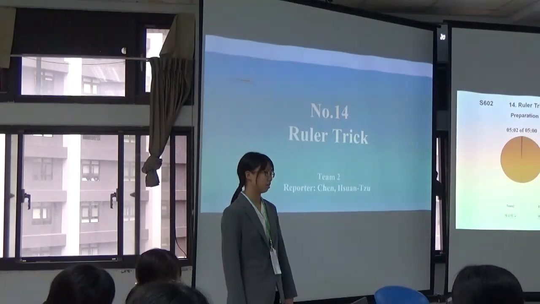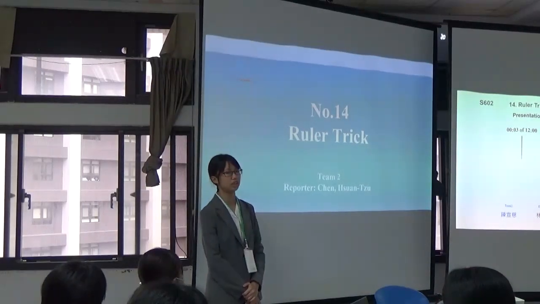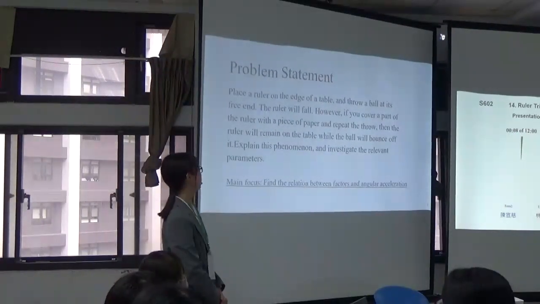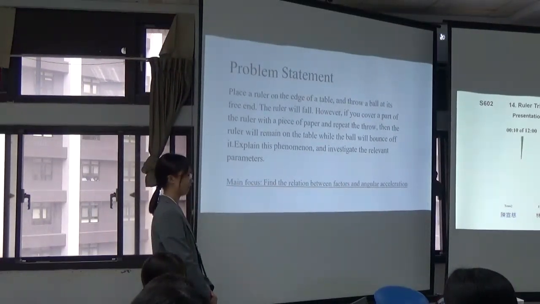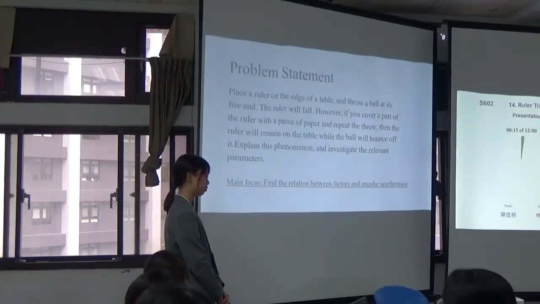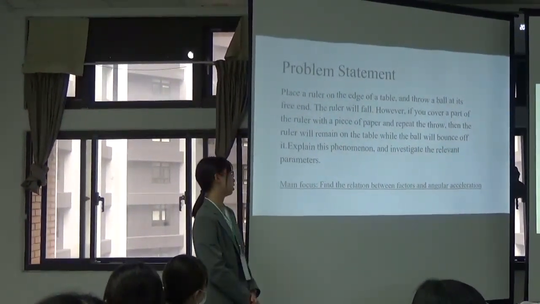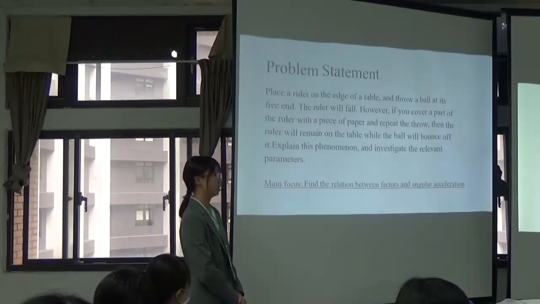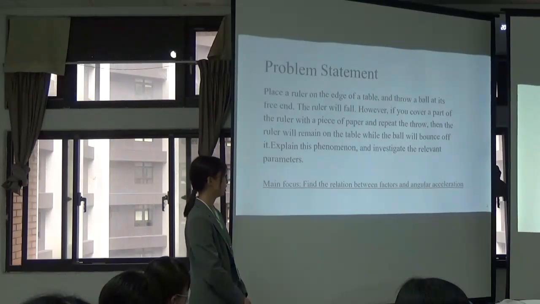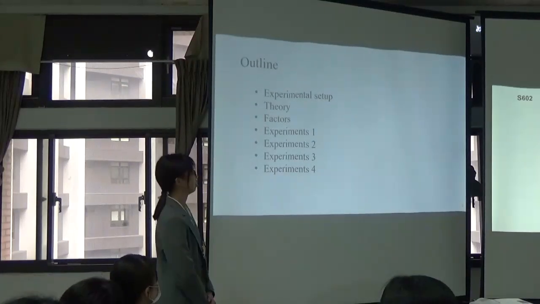Good afternoon. I'm from Team Typt, and we're going to talk about number 14, ruler trick. So here's our problem statement. We place a ruler on the edge of the table and we drop the ball at its free end. Then the ruler will fall off. But if you cover it with a paper, then the ruler won't fall off. So we're going to explain this phenomenon and investigate the relevant parameters. Our main focus is finding the relation between factors and the angular acceleration that makes the ruler fall off.